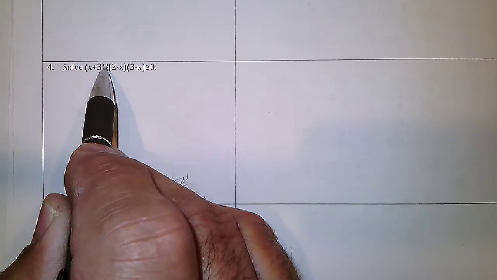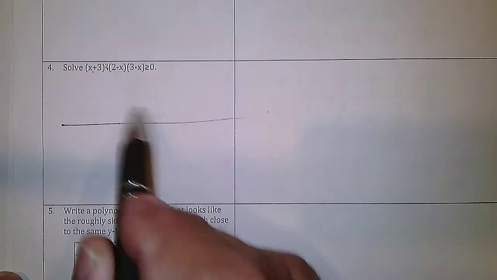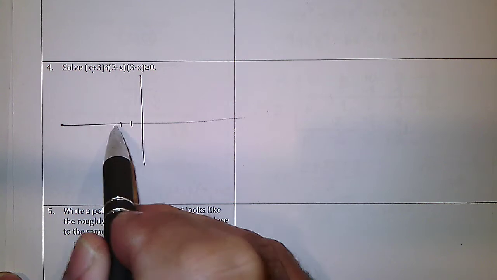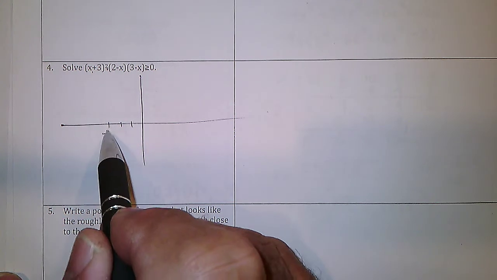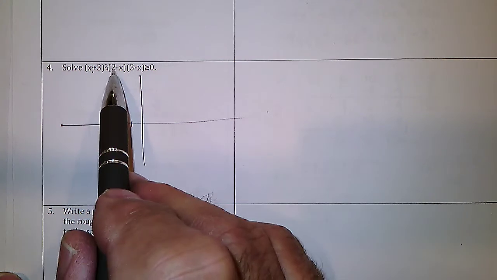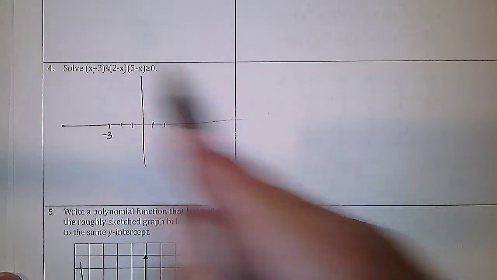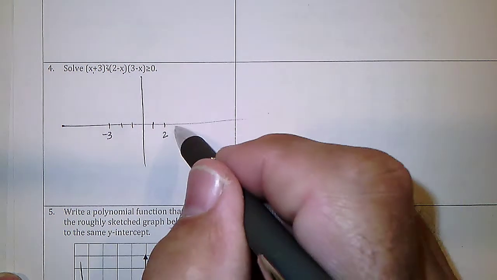So we have a double 0 at negative 3. So we know it bounces at negative 3. We don't know whether it bounces off the top or off the bottom, but at negative 3 it bounces. It goes through 2, straight through, because it's degree 1, straight through at 2, and straight through at 3.